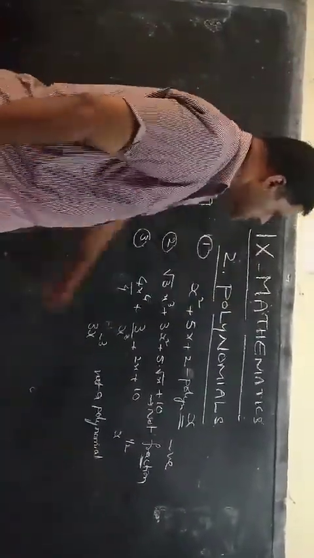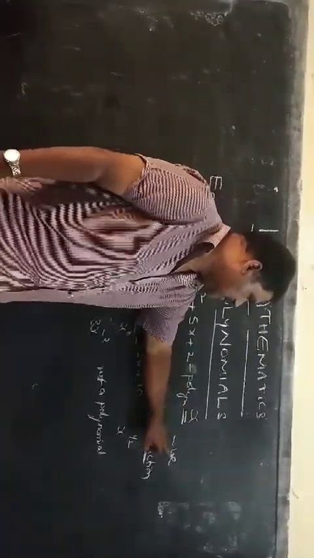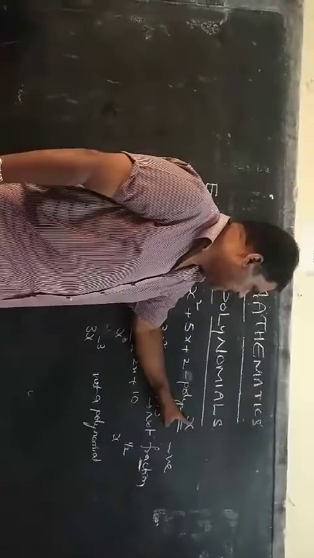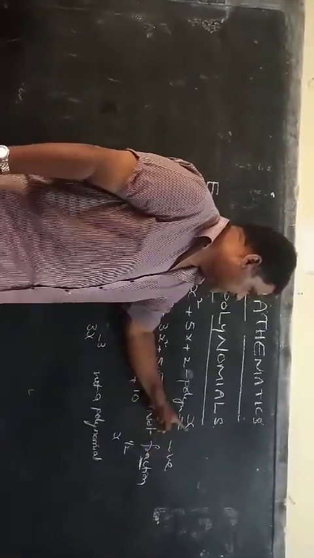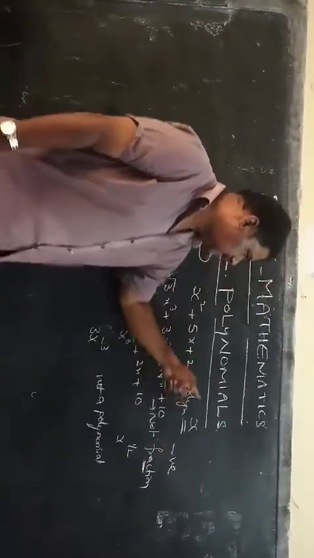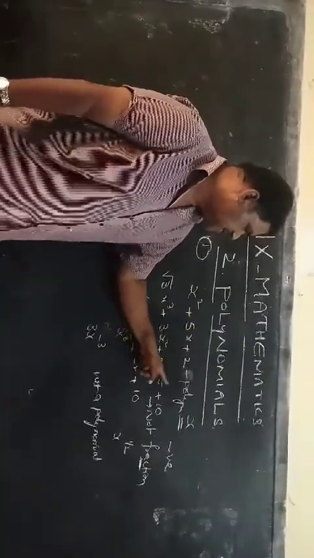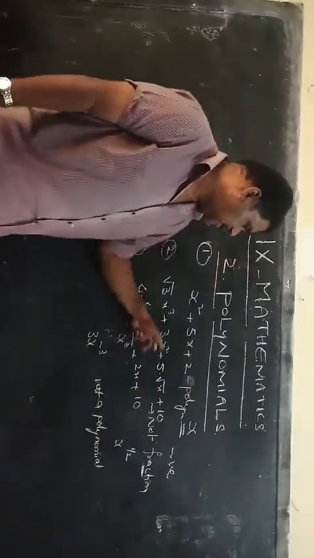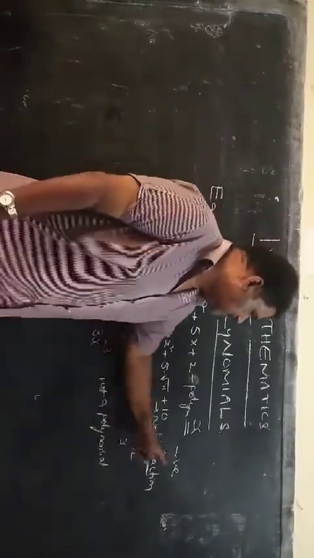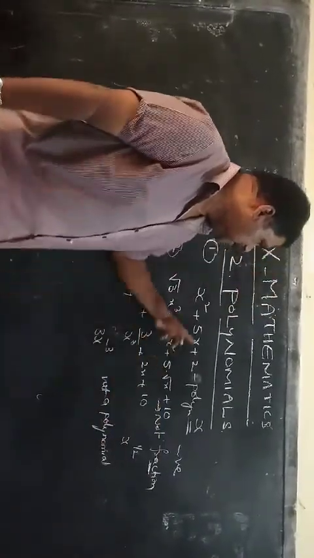So polynomial means the variable exponent should not be a negative number and should not be a fraction. If the degree of the variable is not a negative number and not a fraction, then only it is called a polynomial. Otherwise it is not a polynomial. So here it is a polynomial, but here x power is a fraction, that is 1 by 2. Therefore it is not a polynomial. Here x power is a negative number, so it is not a polynomial.